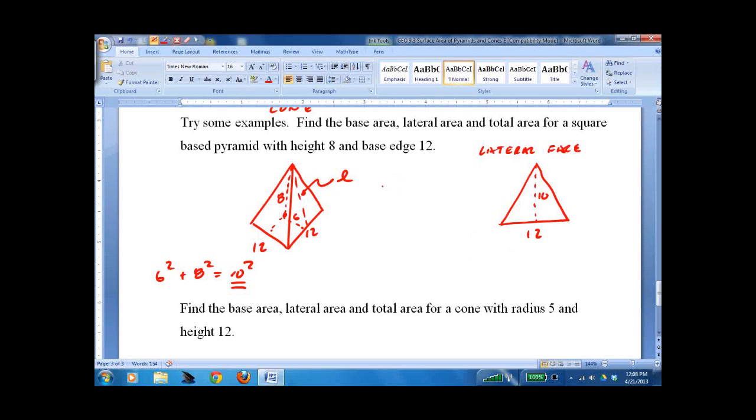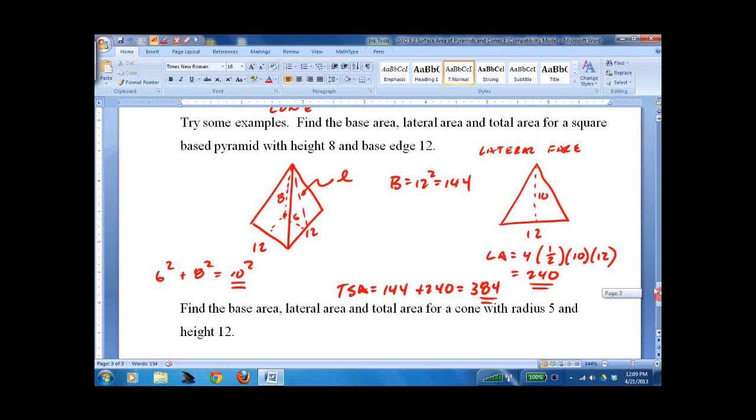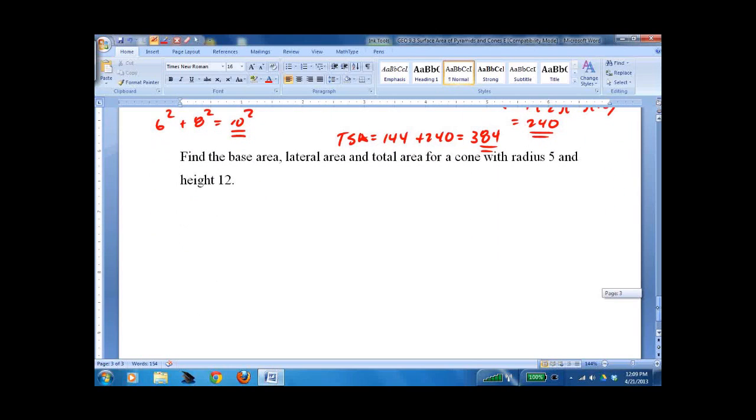So lateral area is 4 sides times the area of a triangle, 1/2 times 10 times 12, which is 60, times 4 is 240. And the base area is just 12 squared, which is 144. Total surface area is 144 plus 240 equals 384. Heavy duty math.